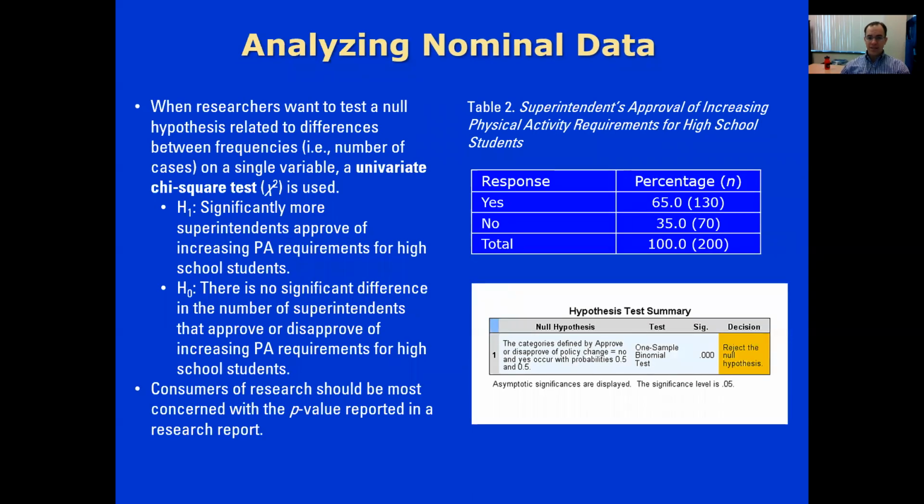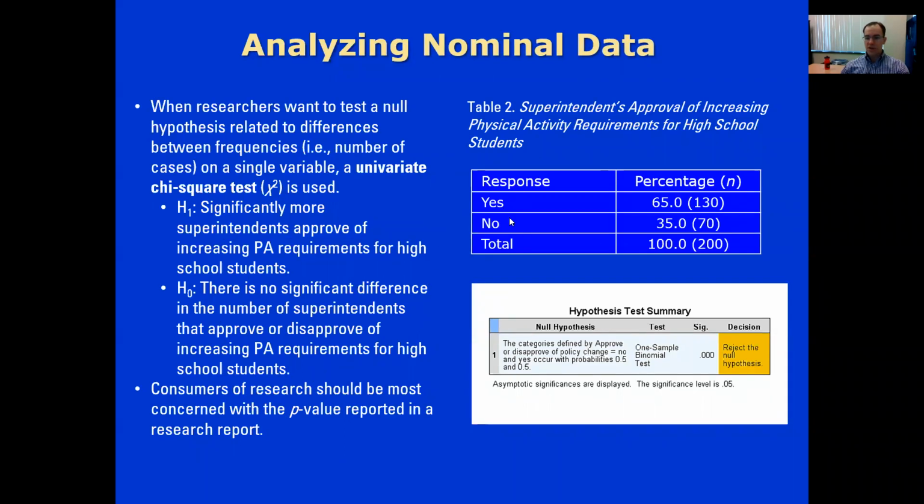Now, what about analyzing nominal data? When researchers want to test a null hypothesis related to differences between frequencies, in other words, the number of cases on a single variable, a univariate chi-square test is used. And you can see here is going to be the alternative hypothesis and the null hypothesis. And keep in mind that consumers of research should be most concerned with the p-value reported in a research report.